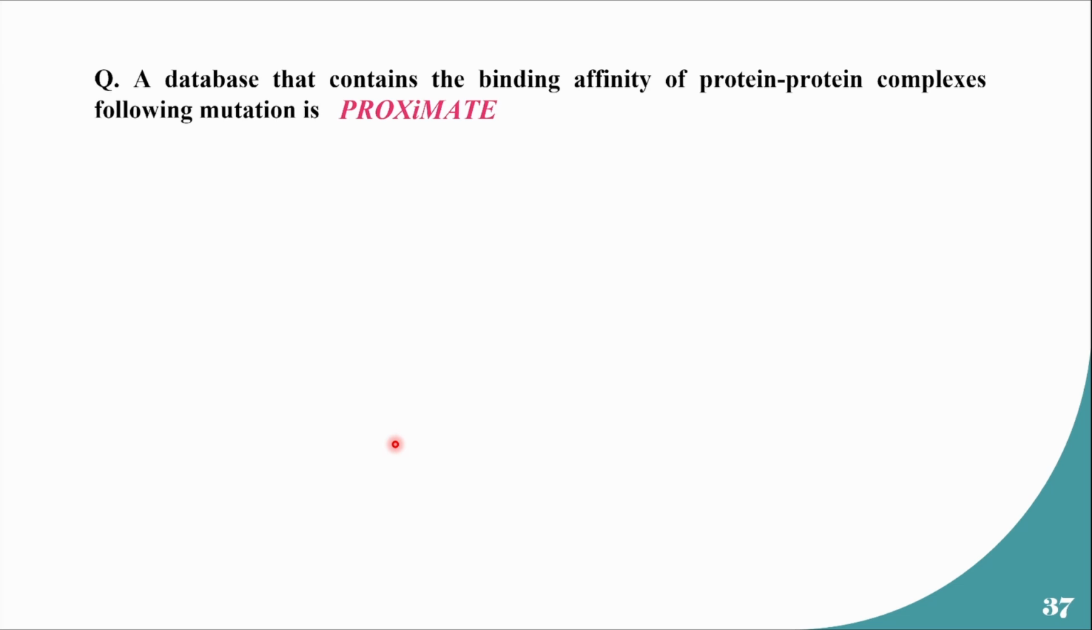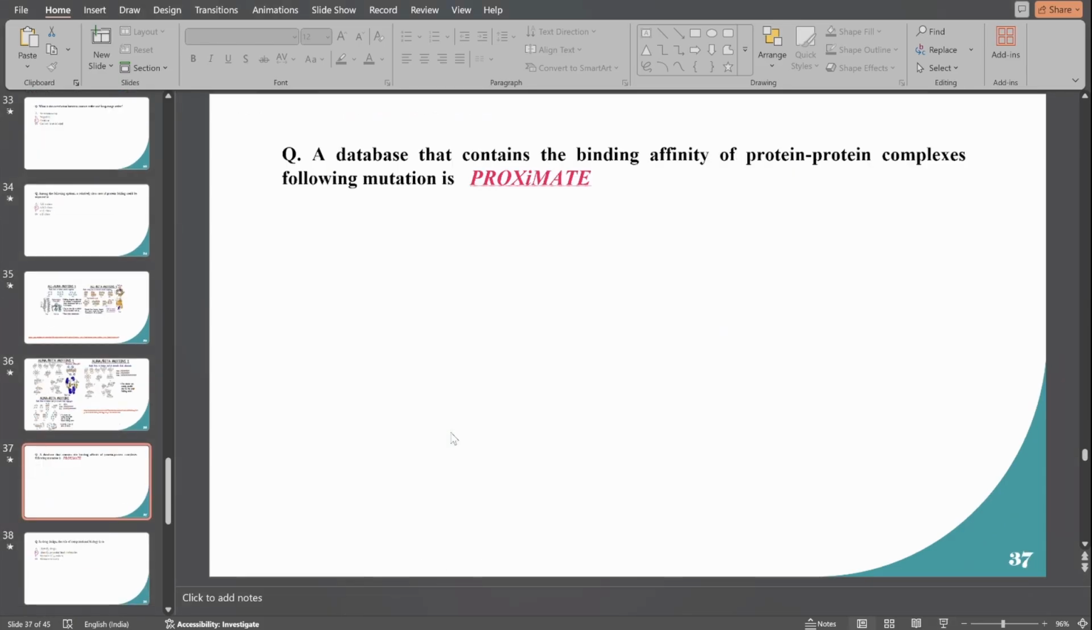So you can take a look at this database. I think it is also maintained by the IIT Madras servers, right? So you can take a look at these databases and identify the mutation-induced affinity changes in protein-protein complexes. These are just some of the types of questions that you can expect to get in your assignments and so on.